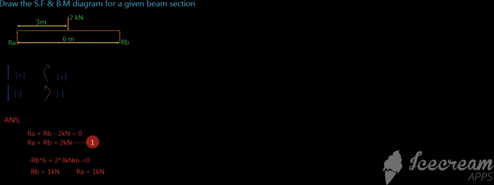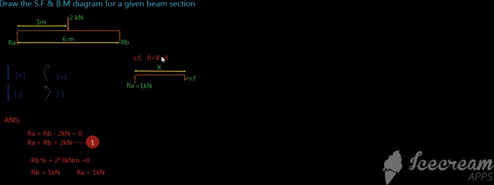Then let's move on to our second step. My second step is to find out the shear force and bending moment values for the selected beam sections. My first selected beam section is 0 to 3 meter. To make the problem easier, I can draw the section relevant to this range. This is the relevant beam section of this range.